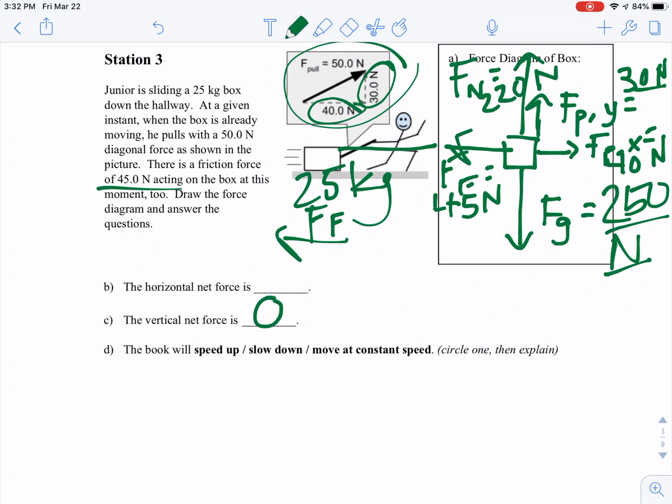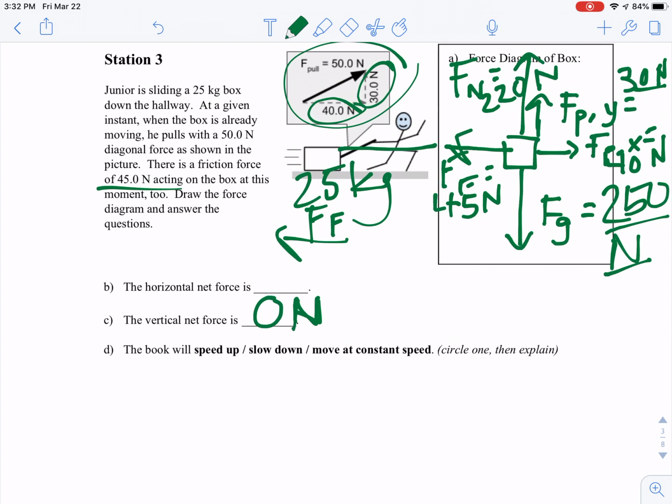And I know that screws some people up. A lot of people want to say it's 250. It's not. Think about the scale problem where the force of gravity and the normal force are not actually the same. So when we look, we already answered the vertical net force was 0 newtons. Not 0 newtons on, but 0 newtons.